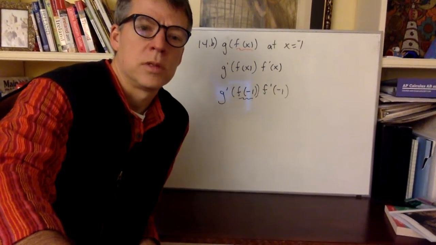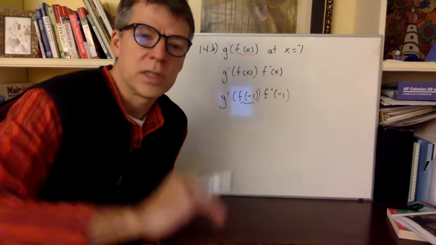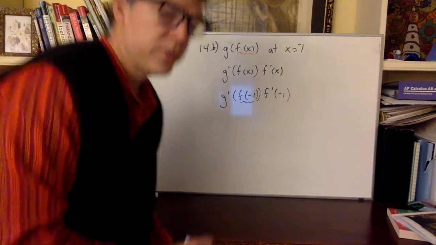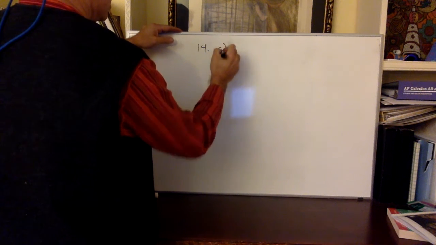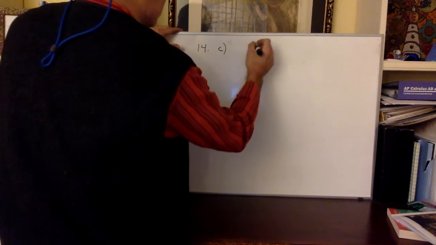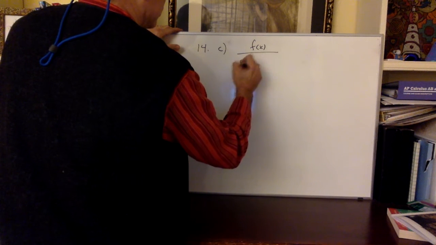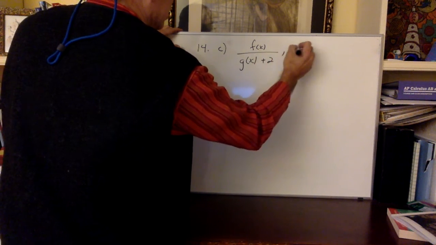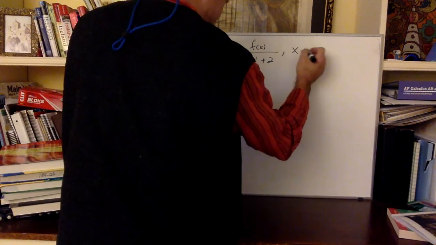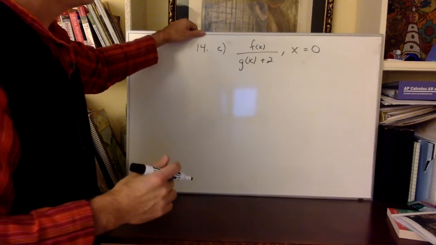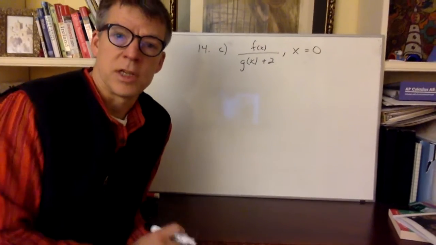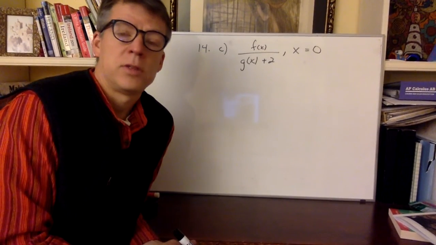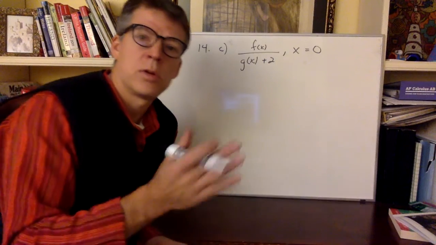Let me at least check out C here. Yeah, C will be the same thing, except now we have, I won't spoil it, let me just write it first. 14C is f of x over g of x plus 2, and they need it right at x equals 0. Shazam. So, guess what rule we need here, people that have derivative goggles on? This is the quotient rule. You have one function over another, total quotient rule.